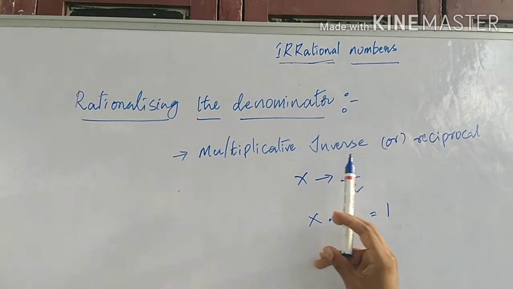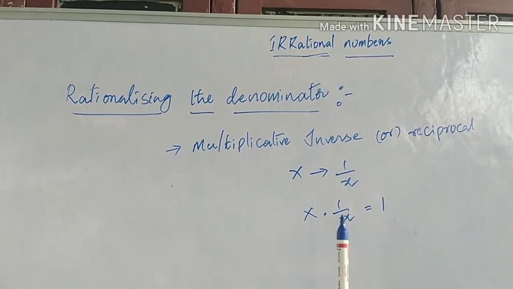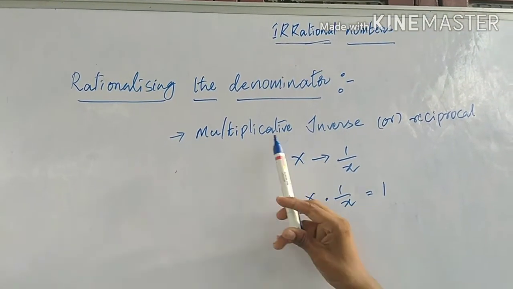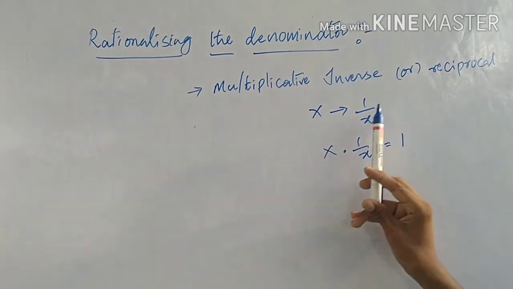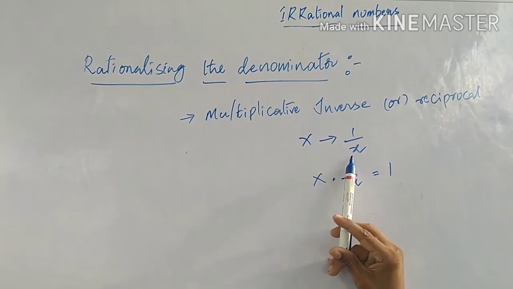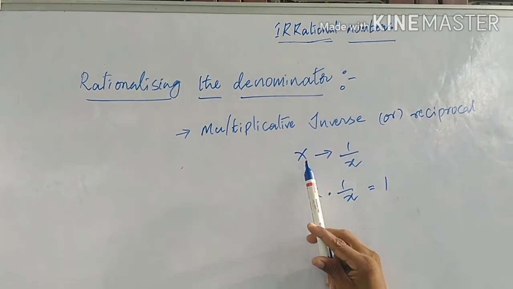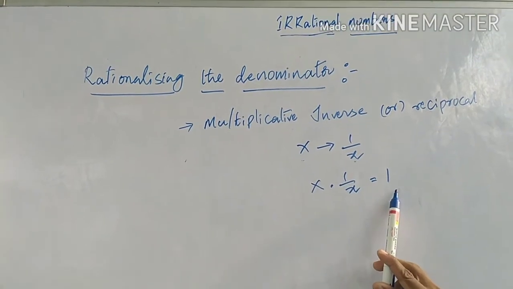The multiplicative inverse or reciprocal. Here, for a number x, the multiplicative inverse or reciprocal is 1 by x. The product of these two numbers, a number and its inverse, is always 1.